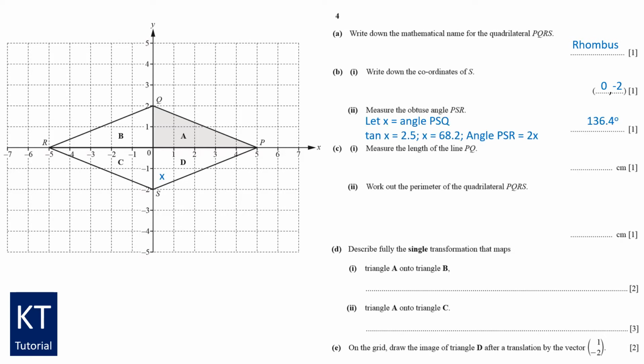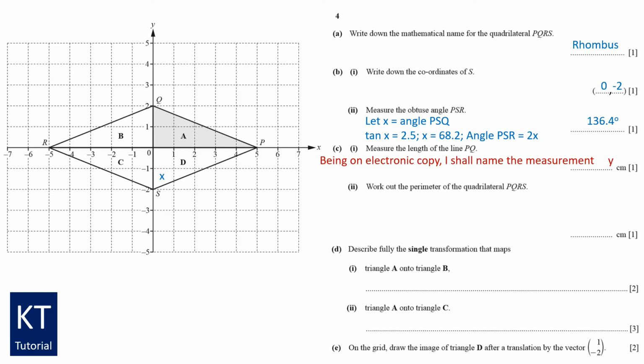We will let X be the angle PSQ. Knowing that its tangent is 2.5, X is 68.2 degrees. Angle PSR is twice the angle of PSQ, this being 136.4 degrees. Next, measure the length of the line PQ.